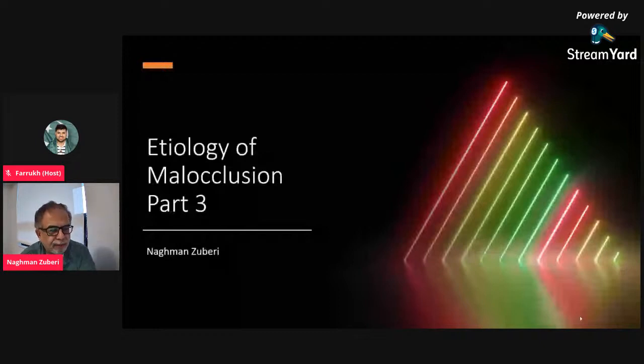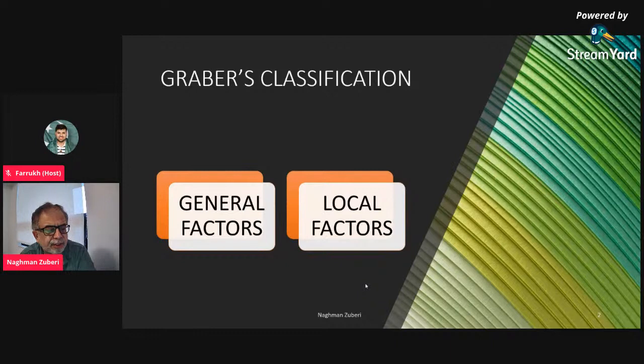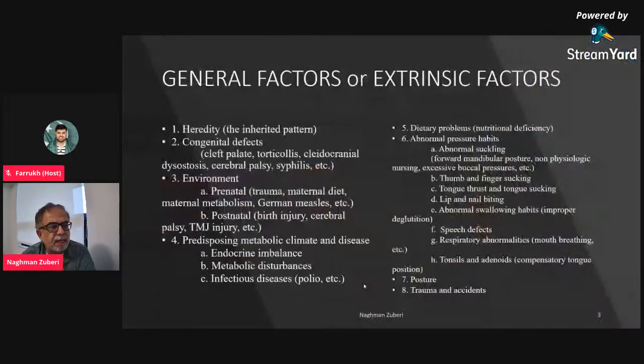So, as I told you in our previous lectures, there were different researchers and different authors, and they have tried to classify the etiology under different headings, under different categories. Like Graber, he has classified under the general factors and the local factors. According to him, the general or extrinsic factors, we have already discussed: the hereditary, congenital problems, then the environmental factors, then certain predisposing metabolic, climate, and other diseases like endocrine imbalance and metabolic disturbances, some infectious diseases, certain dietary problems like nutritional deficiency, vitamin deficiency, then abnormal pressure habits like abnormal suckling habits or thumb sucking, etc.